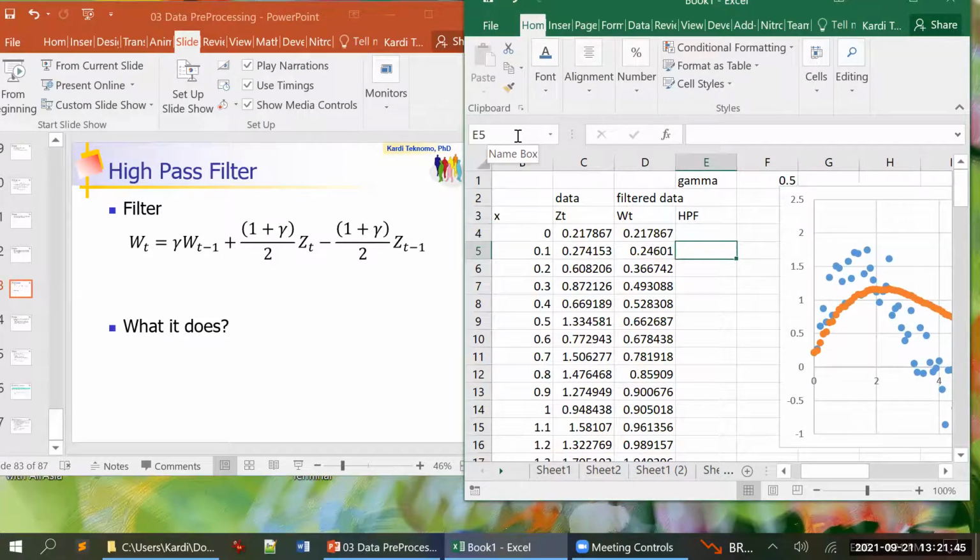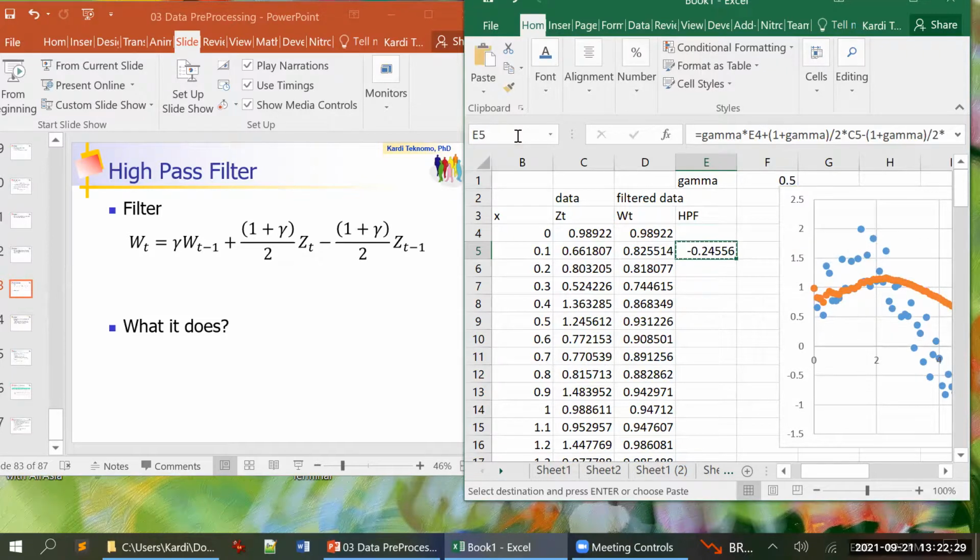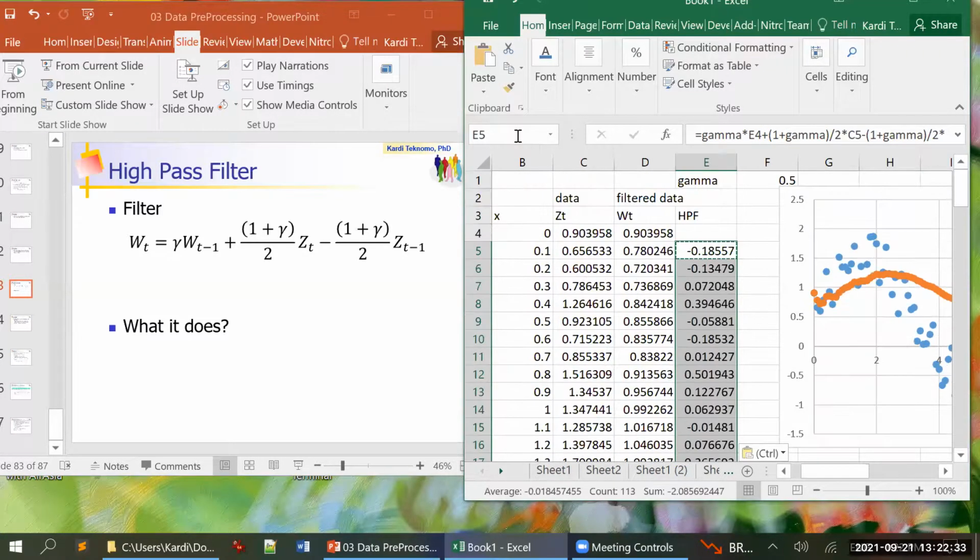So what will I do? Gamma multiplied by earlier plus 1 plus gamma, right? Divided by 2 multiplied by your data z, minus 1 plus gamma divided by 2 multiplied by your previous data z minus 1. Okay, I got this. So I got the high pass filter.